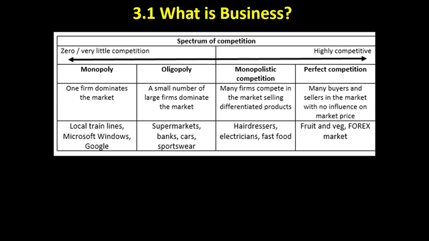And then right at the other end, we've got perfect competition where there are many buyers and many sellers in the market with no influence on price. So an example would be the fruit and veg market. If I decided to grow a ton of carrots, I could probably do that. It'd be relatively easy for me to enter that market, but I wouldn't really have much impact on the market price. So they are the different ways we can categorise the level of competition within the market, moving from less competitive up here to far more competitive up here.